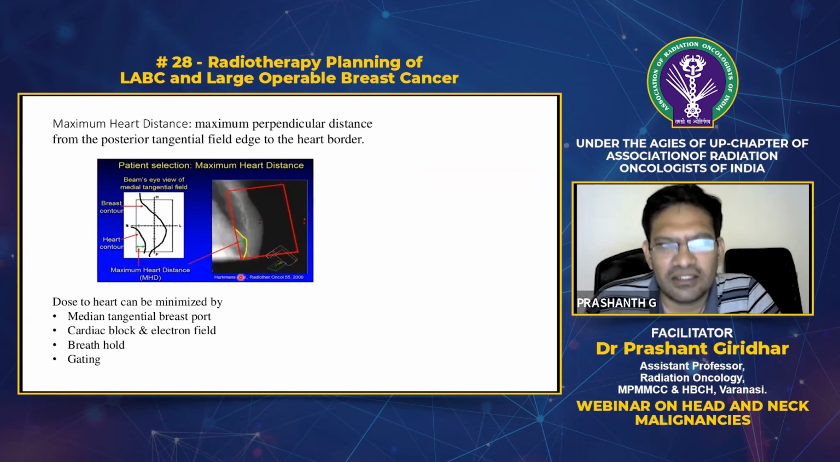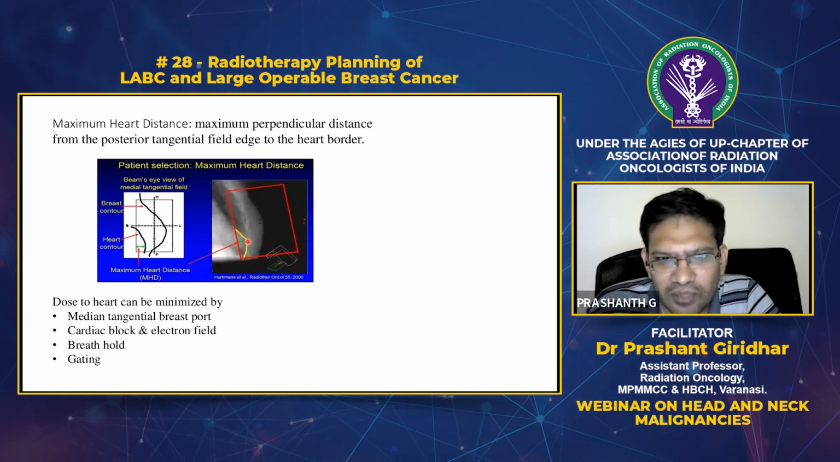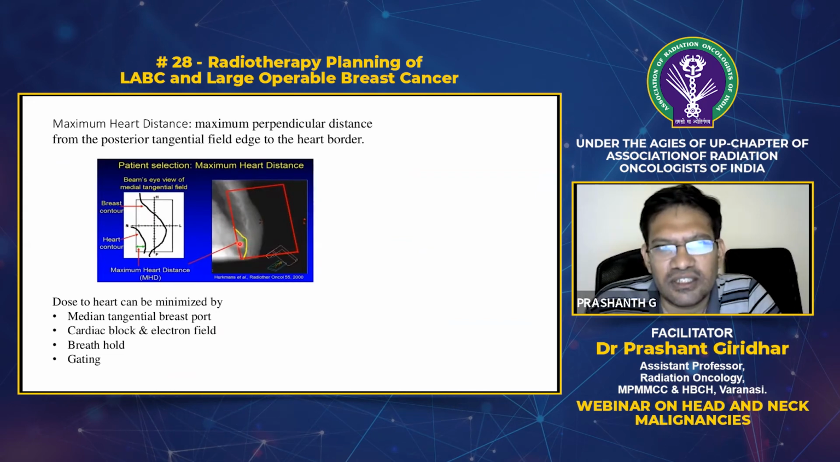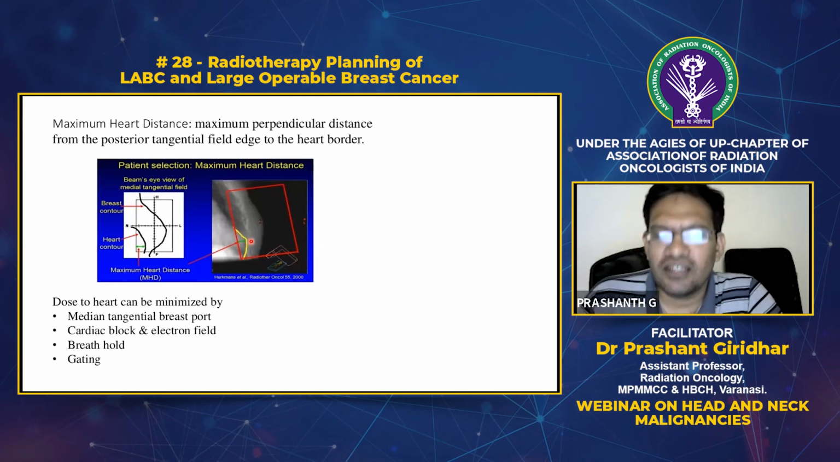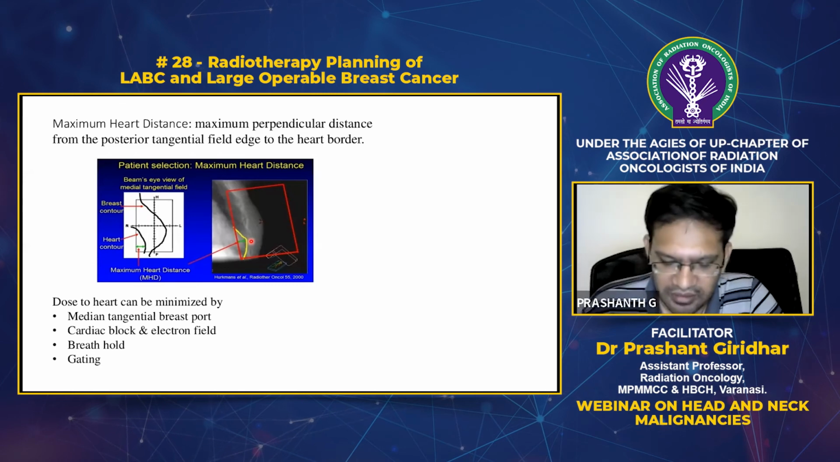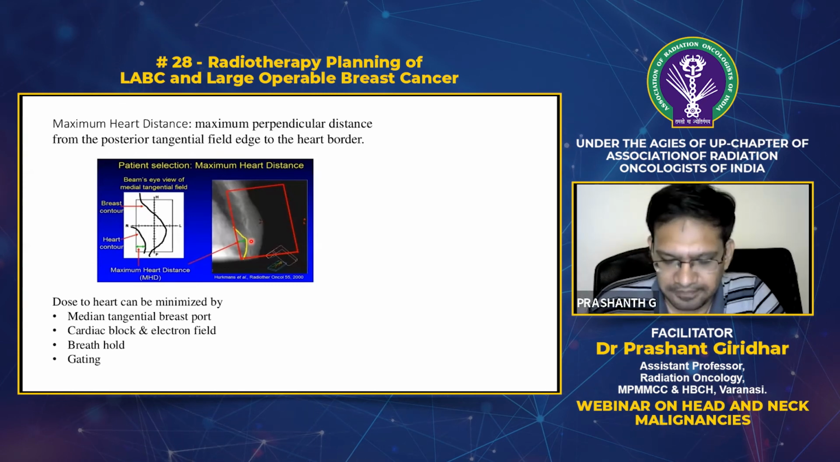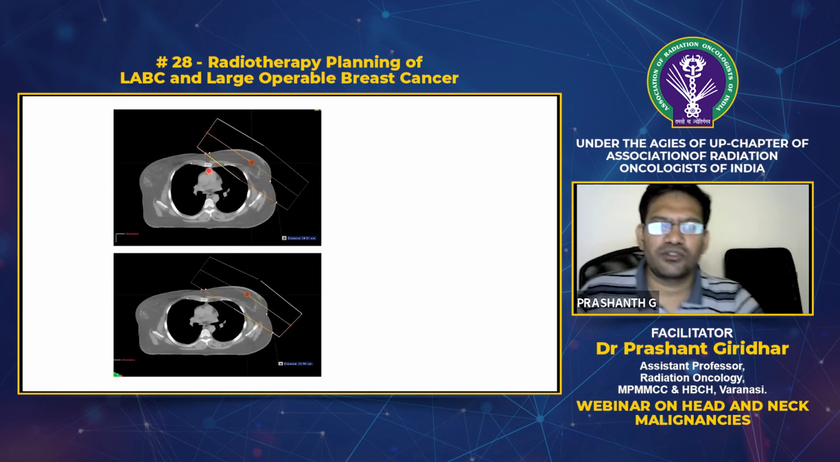Similarly, for the maximum heart distance, in an X-ray simulator you mark out the heart border and you see the maximum perpendicular distance between the posterior tangential field and the heart border. The maximum heart distance is ideally to be less than 1 centimeter in a breast radiation plan.